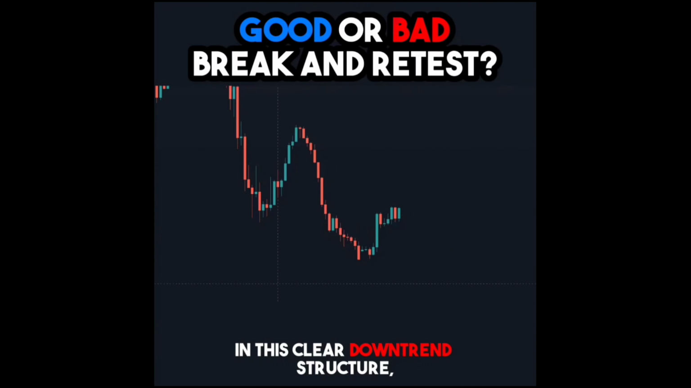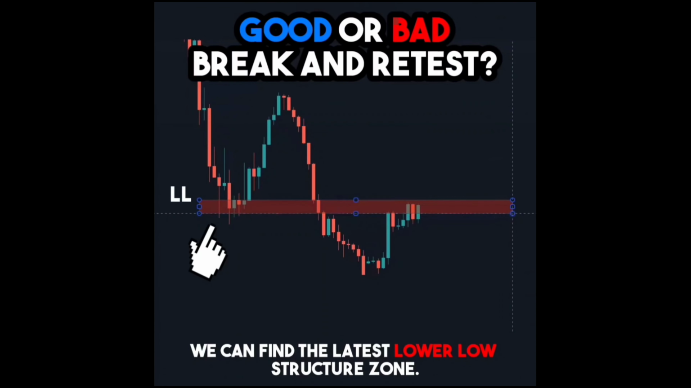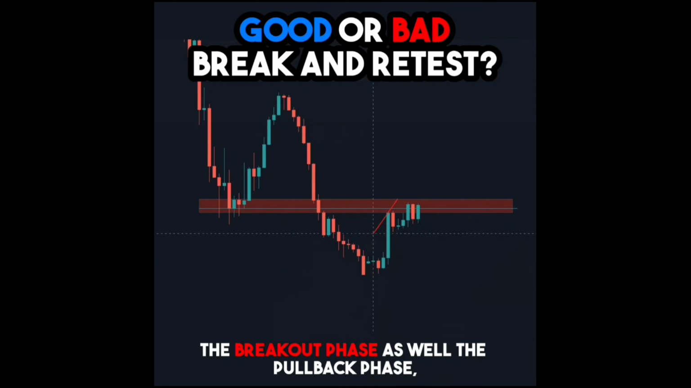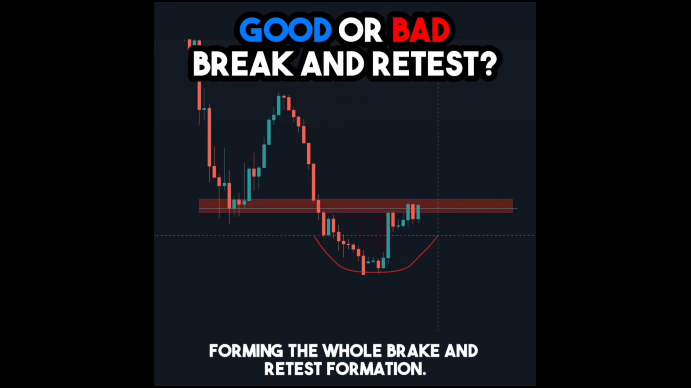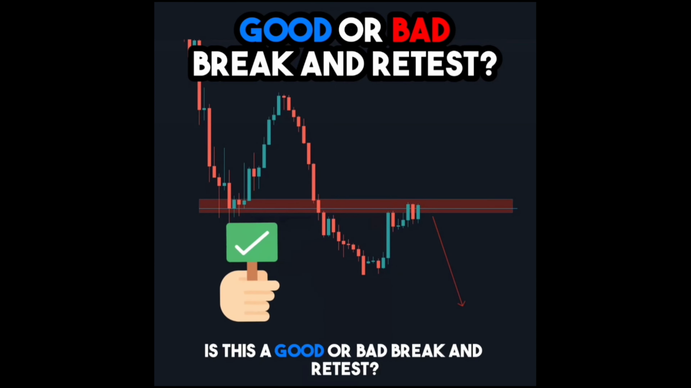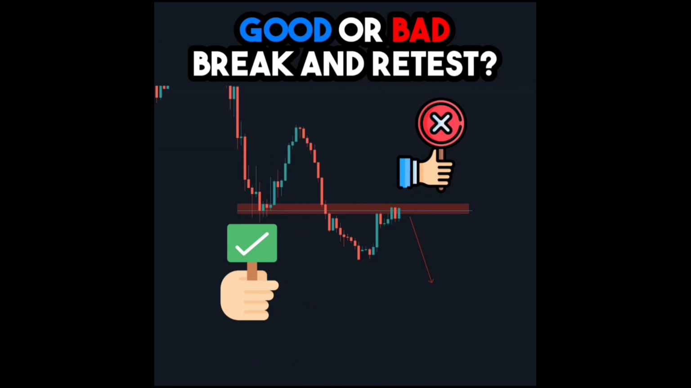In this clear downtrend structure, we can find the latest lower low structure zone. Right now, we can see the price create the breakout phase as well as the pullback phase, forming the whole break and retest formation. Looking at the whole structure, is this a good or bad break and retest?